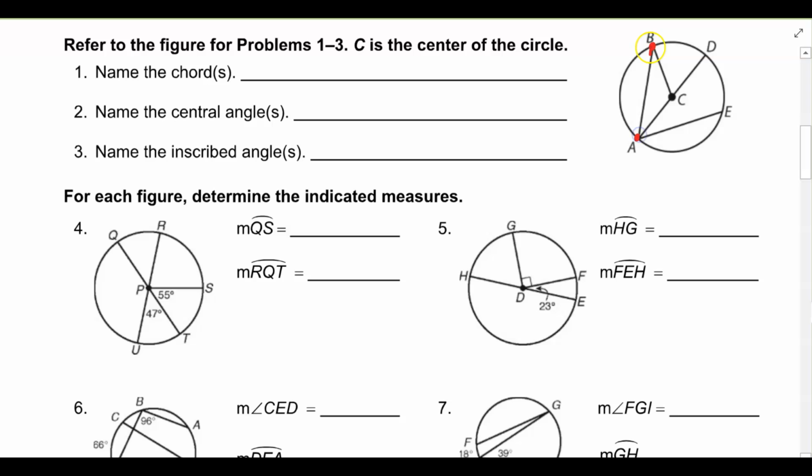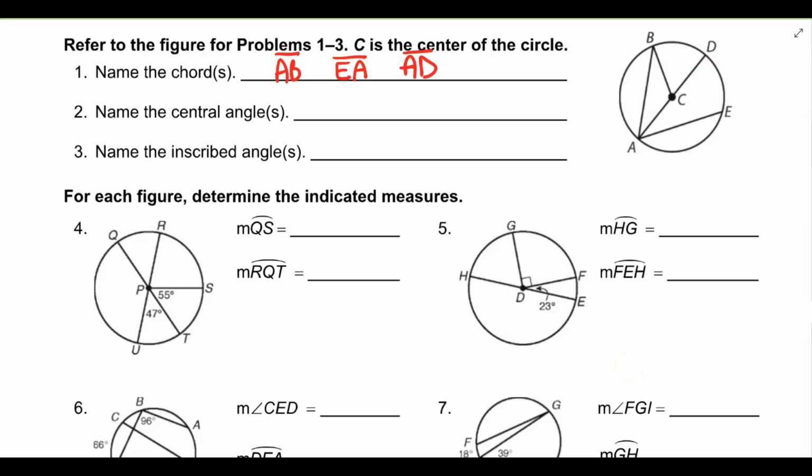AB is going to be a segment where the endpoints are on the circle. You can also call that BA. Notice I put the bar on top in order to indicate it's a segment. We also have segment AE, where the endpoints are on the circle. That's AE or EA. The diameter is also a special kind of chord, where the endpoints are on the circle. It just happens to also pass through the center. So AD or DA, that's another chord.